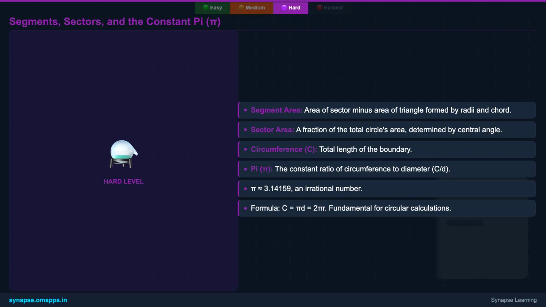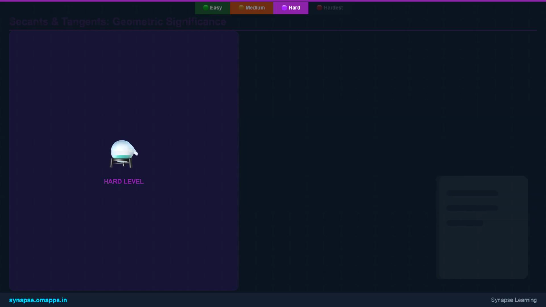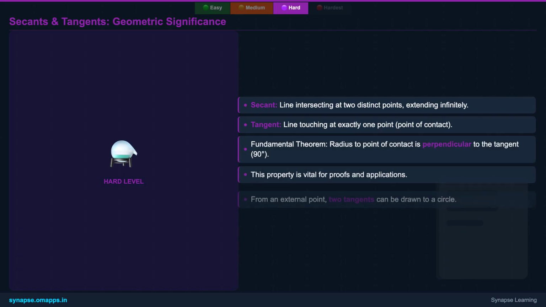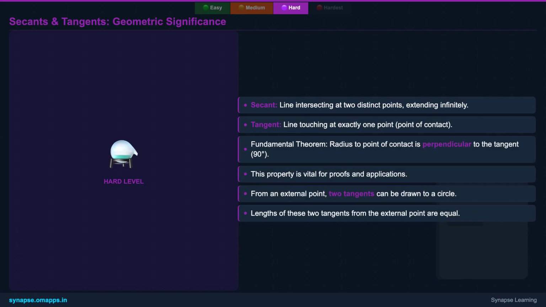It's approximately 3.14159 and is fundamental to circular calculations. Secants and tangents hold unique geometric power. A secant slices through, creating two intersection points. A tangent, however, elegantly touches at just one point.